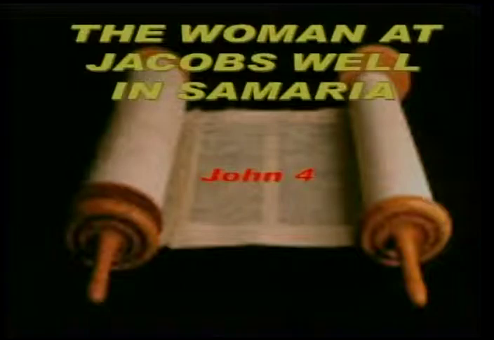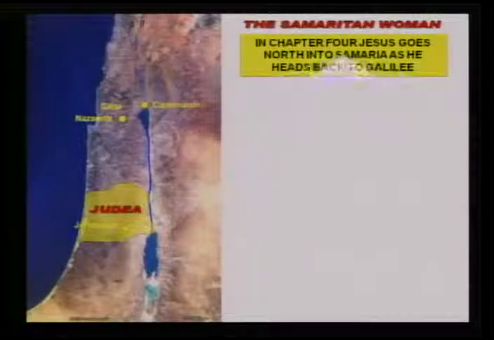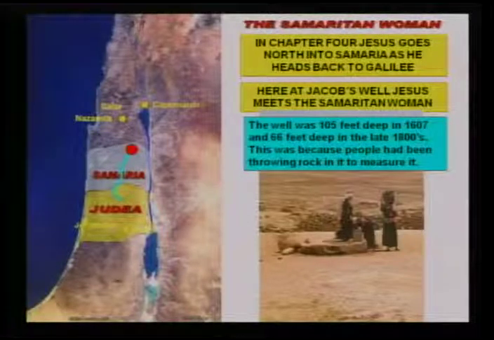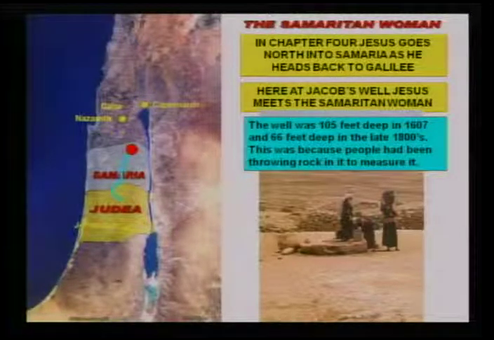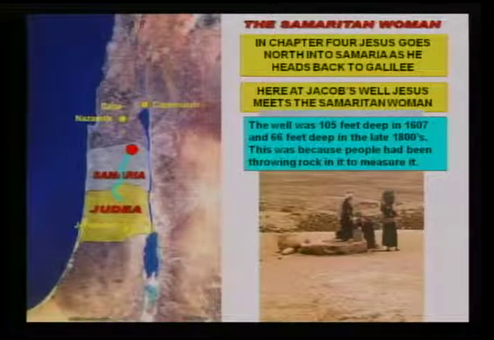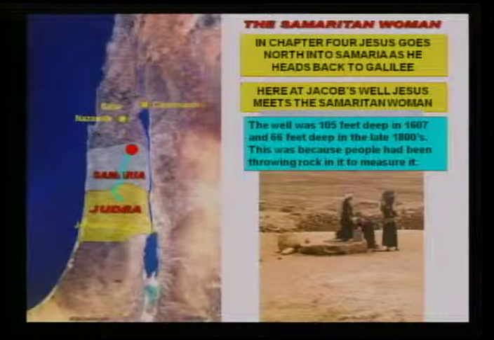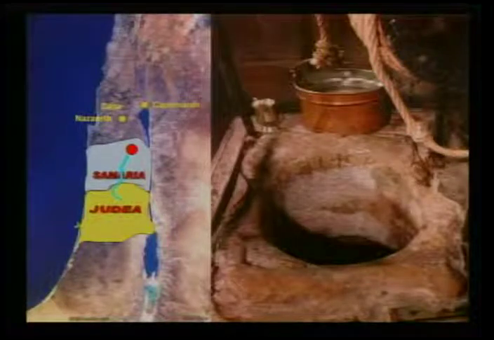That is the woman at Jacob's well as it goes back up into Samaria. Last week we introduced that he goes back up to Galilee and meets this woman at Jacob's well. Back in 1607 the well was 105 feet deep. In the 1800s it was 66, because people have been dropping rocks in it, so when you try to measure it, it wasn't as deep. But of course it is the most famous well in all the world, because it is the one well where there's no question that's where Jesus was.